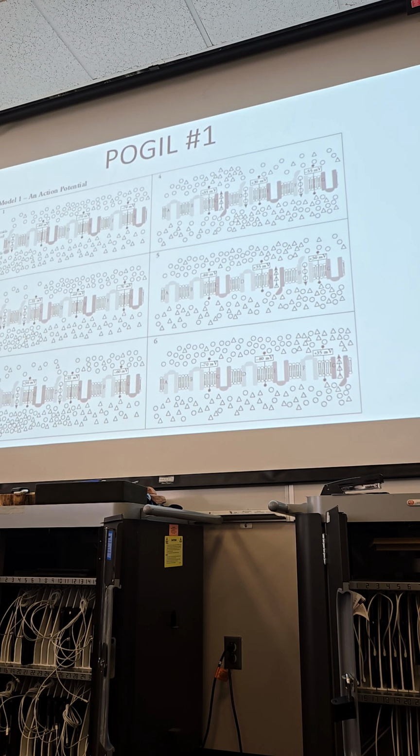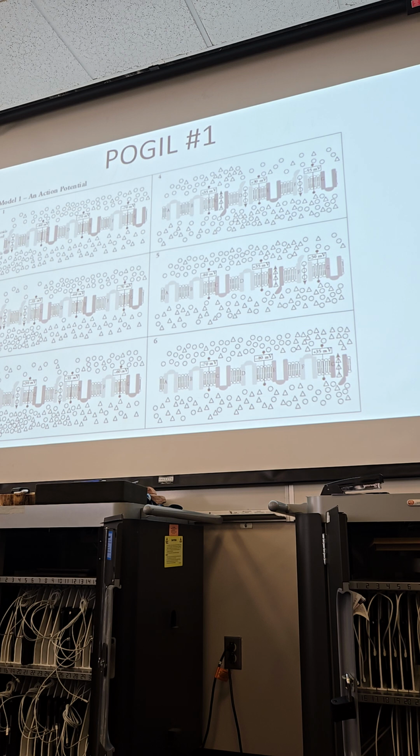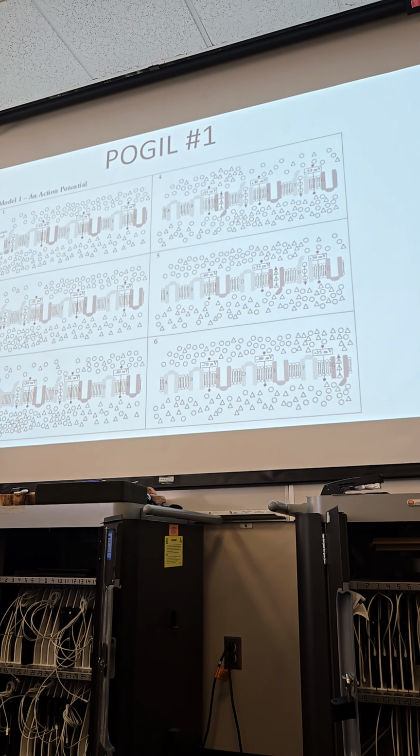What is not shown on this figure? The pumps. The pumps are not shown. Does this process, as shown here, require ATP? No. Depolarization does not require ATP. What requires ATP? Repolarization, the moving of the ions back into the original position. That requires ATP. Okay?